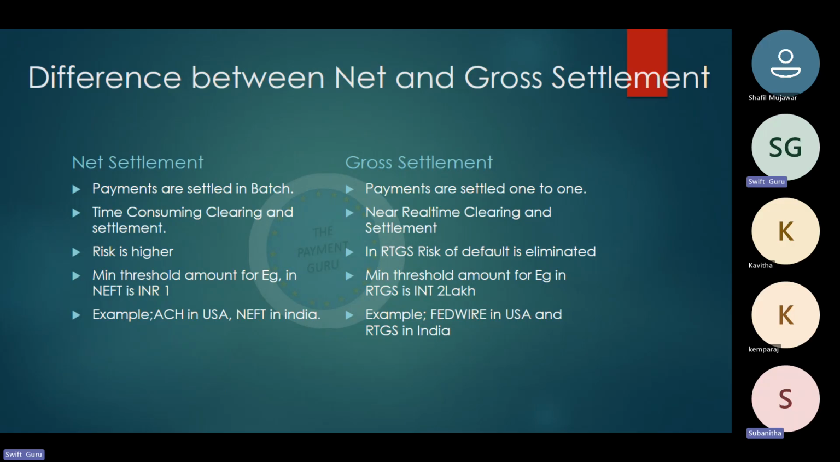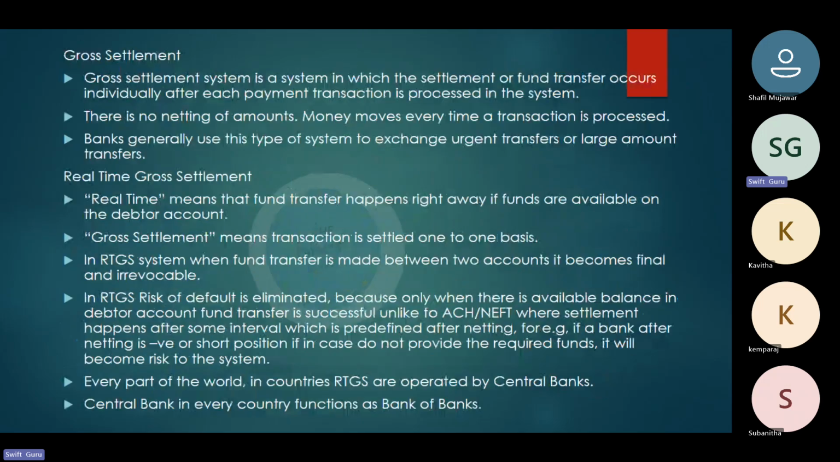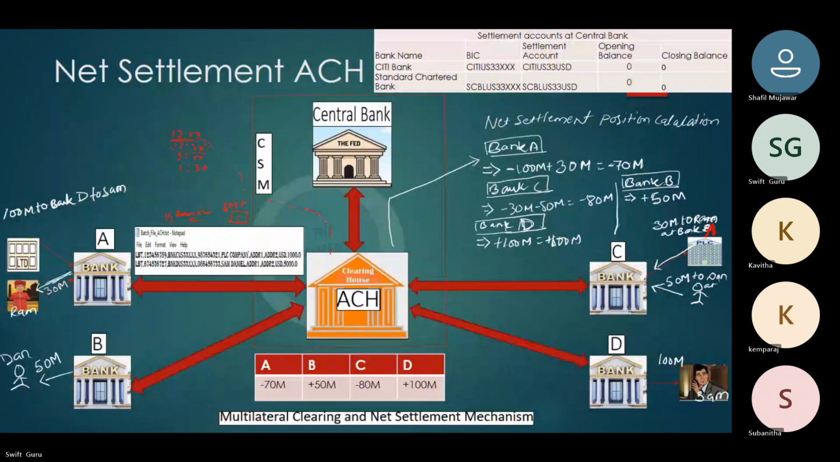Right now, it is not. Slowly and gradually they will migrate. Which messages are supported for net settlement? As I told you, it's flat file based messages. They will define a template, comma separated or non-comma separated. It only depends upon the country.